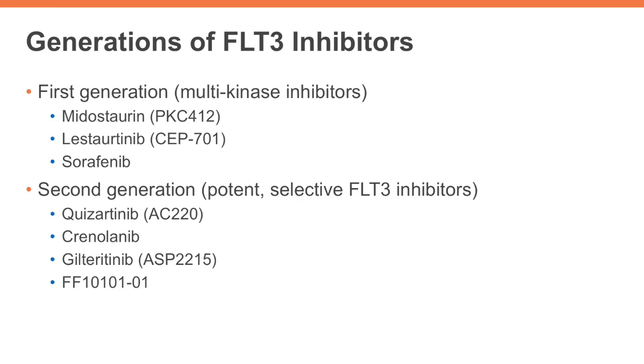And because these mutations activate a tyrosine kinase, a number of drugs have been developed to target the kinase, including early drugs which were multi-kinase inhibitors, such as midostaurin, lestaurtinib, and sorafenib, and more recently developed drugs that have higher potency and greater selectivity against FLT3 itself. These include quizartinib, crenolanib, gilteritinib, and FF-10101-01. I'm only going to mention the last drug in passing because it is undergoing early testing. The other drugs have all been through phase 3 testing in AML.